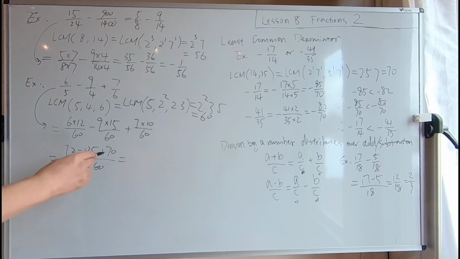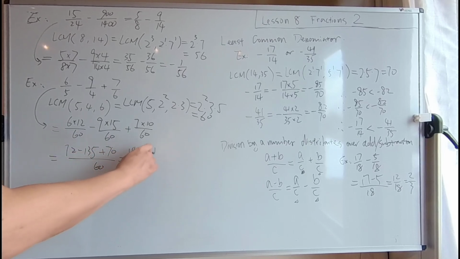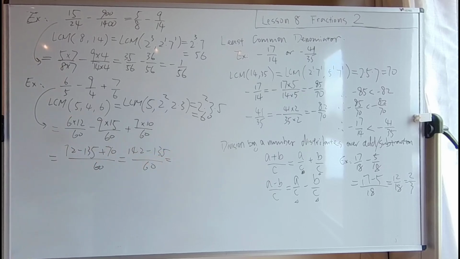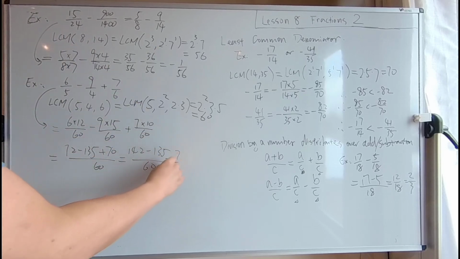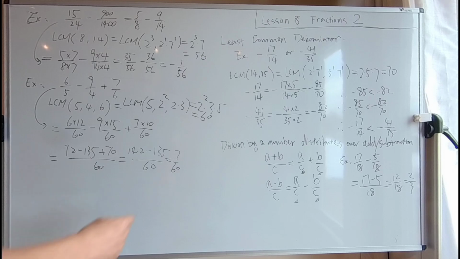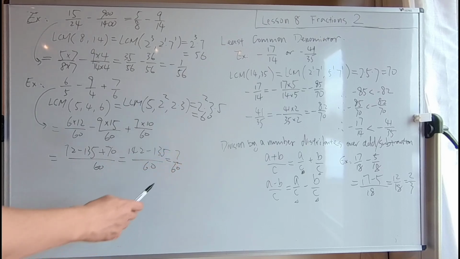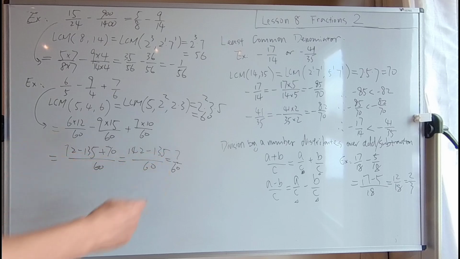So it looks like it's easier to combine these two numbers first. I have 142 minus 135, and that's just 7 over 60. And there's no further common factor between the number 7 and the number 60, so that's the simplest form already. So that's the result of this question.